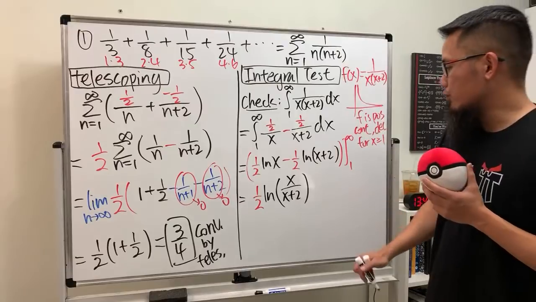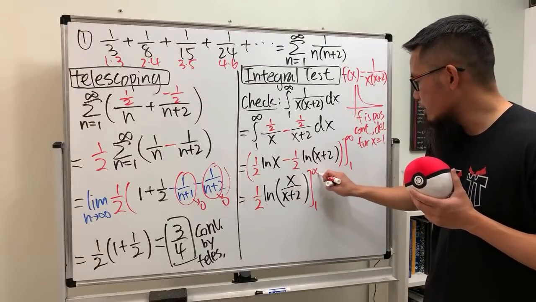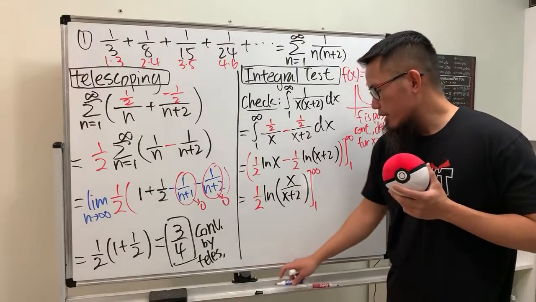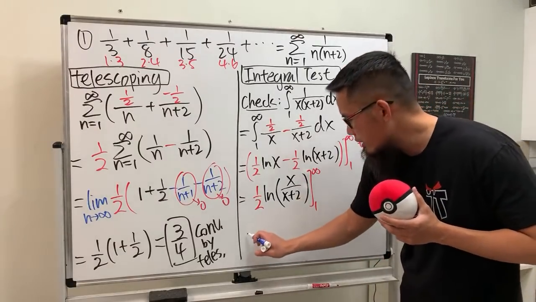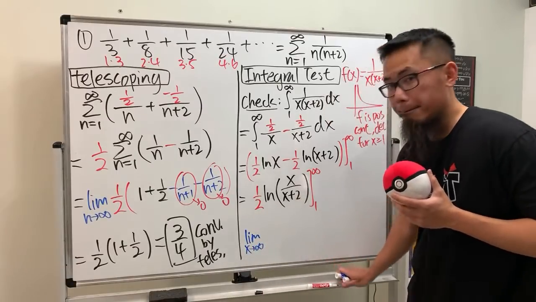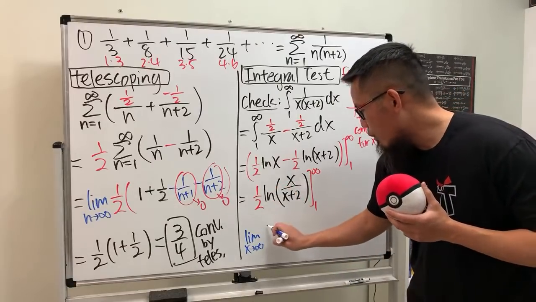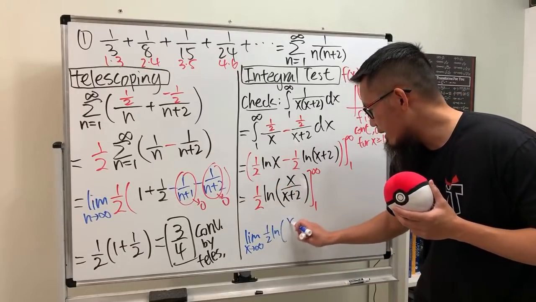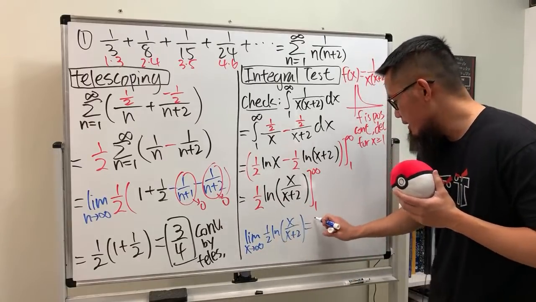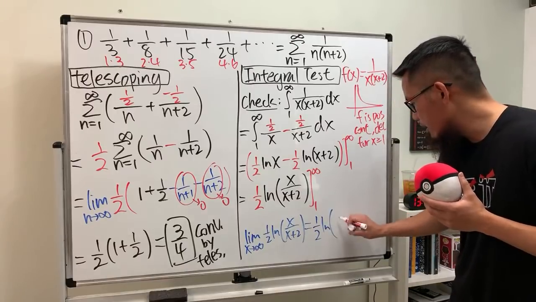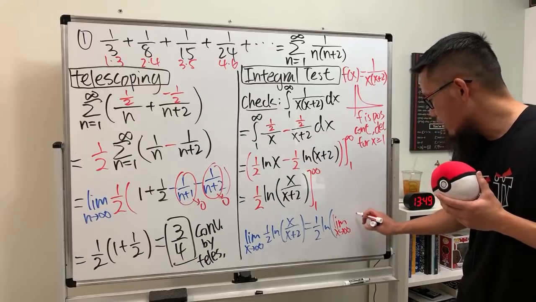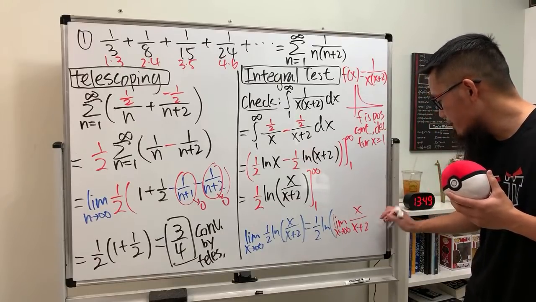Right? So we can just do that, and then we will plug in the numbers 1 and also infinity. When we plug in infinity though, that's actually a limit, so we will have to just do it on the side real quick. If you look at the limit as x goes to infinity, here we have 1/2 ln of x over x plus 2. This is the same as putting the limit inside, which is 1/2 ln, and then you have the limit as x approaching infinity of x over x plus 2.